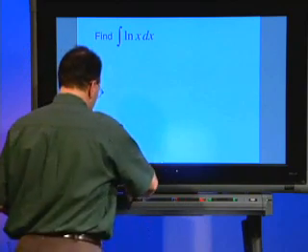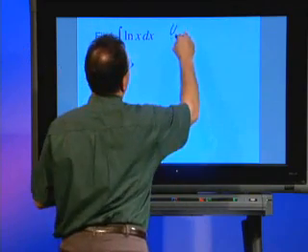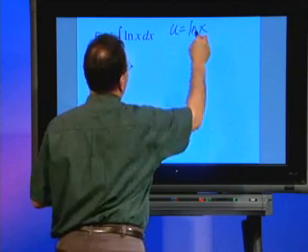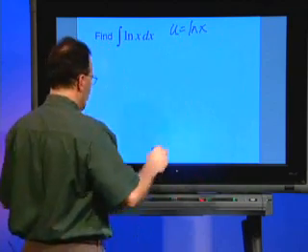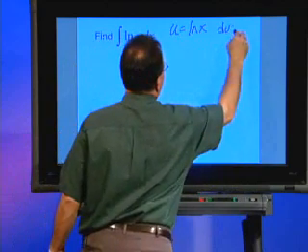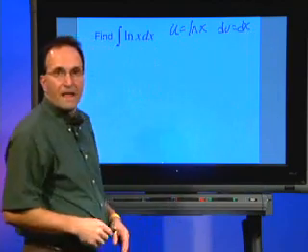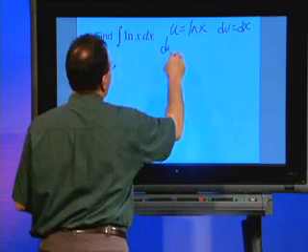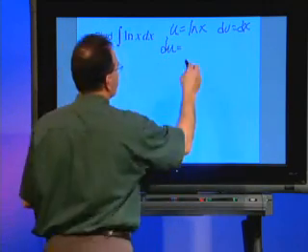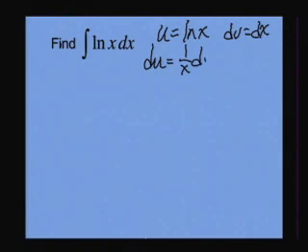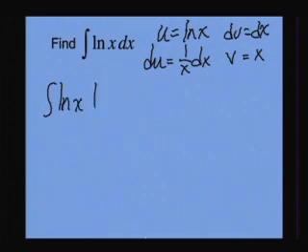So what we'll do is this. We're going to let u equal log of x. And therefore, dv will equal dx. And now, du equals 1 over x dx. And v equals x. And therefore, my integral of log x dx becomes u times v.